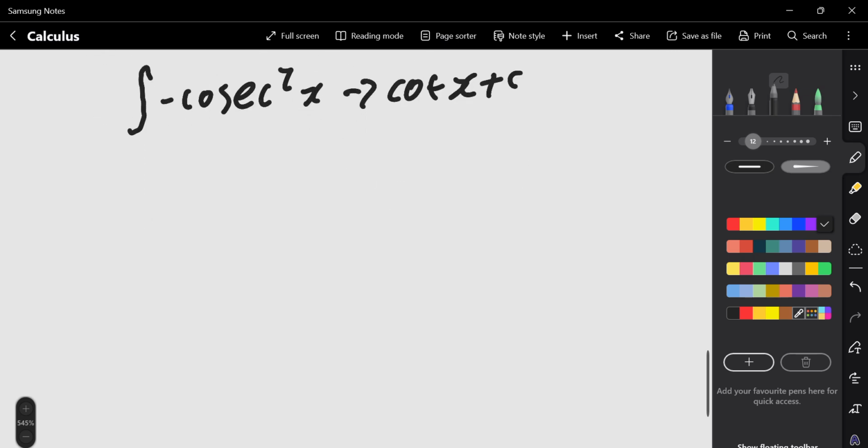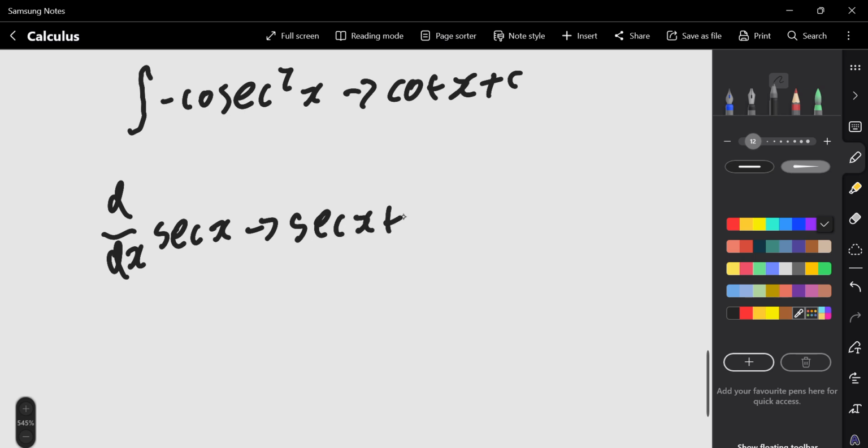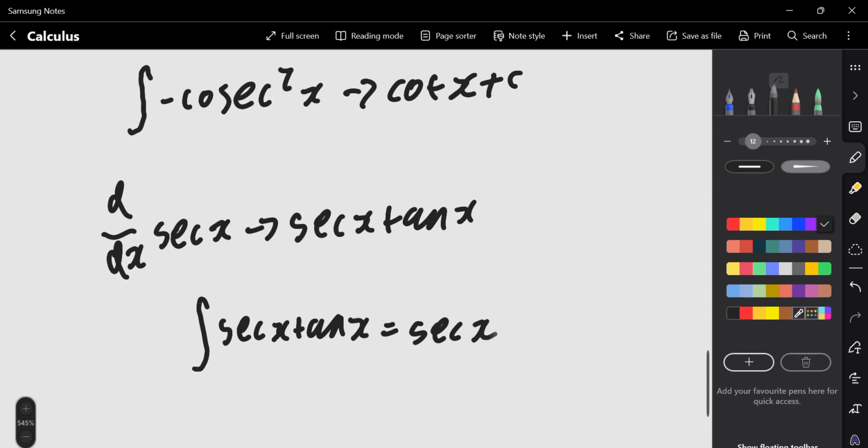Let's do the derivative of secant x. The derivative of this is going to be secant x tangent x. And so the integral of secant x tangent x is going to give us secant x plus c.